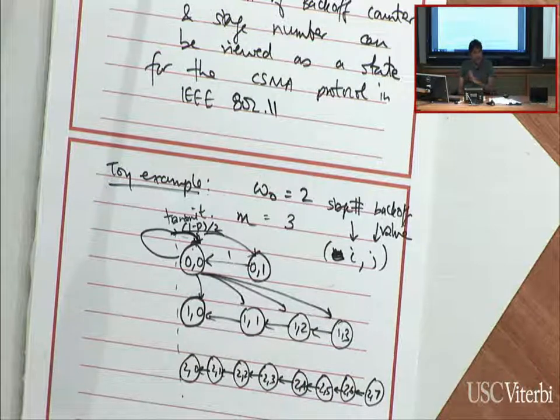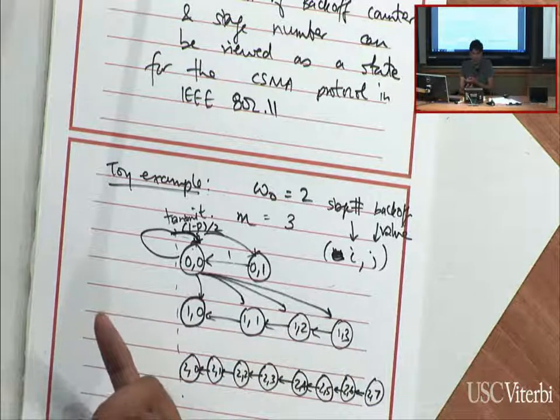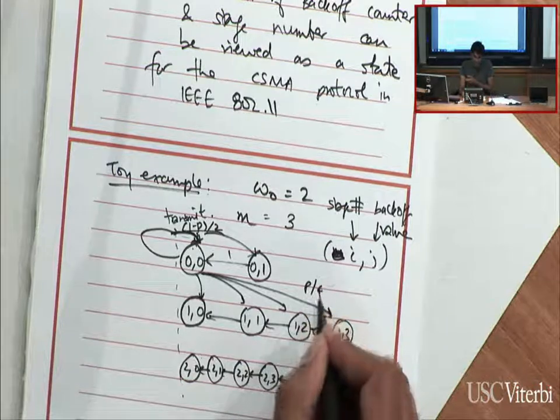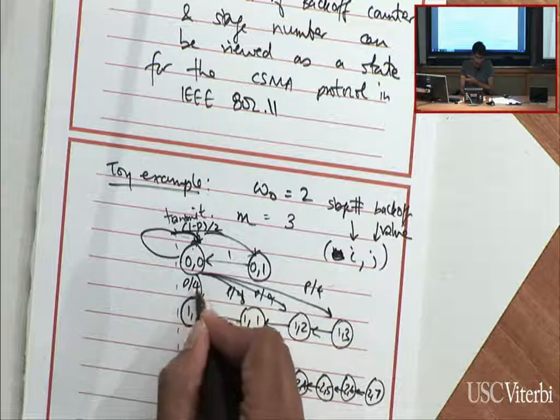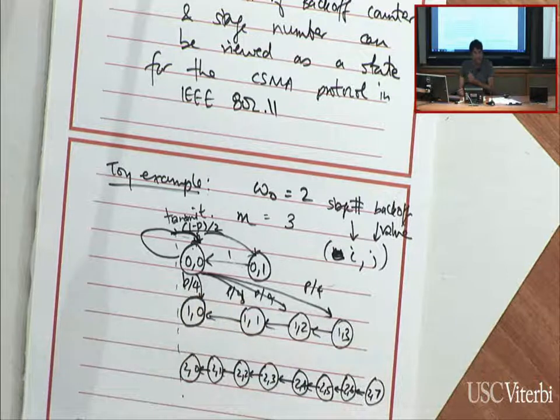Right? And that happens with probability P that you'll go to one of these states. And any one of them you'll go to with equal probability because it's a uniform generator. So this is probability P over 4, P over 4, P over 4.